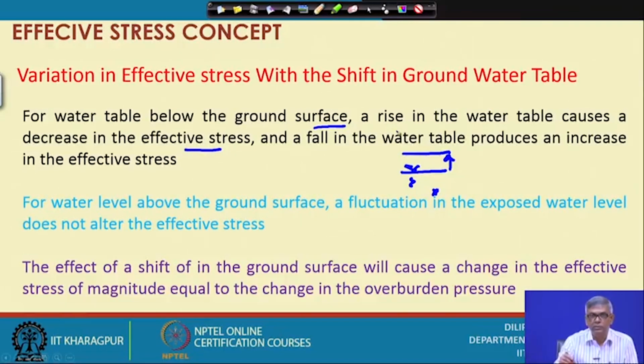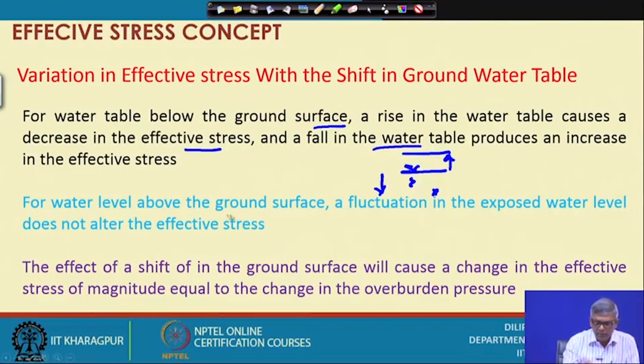So, this should be remembered almost as a rule: a rise in water table causes a decrease in effective stress, and a fall in water table produces an increase in effective stress. Suppose the water table is here and then goes down, then at the same point you will see an increase in effective stress. Because of that, in many excavations, if the water table is high, we have to lower it to make the soil stronger. That application I will show later on.